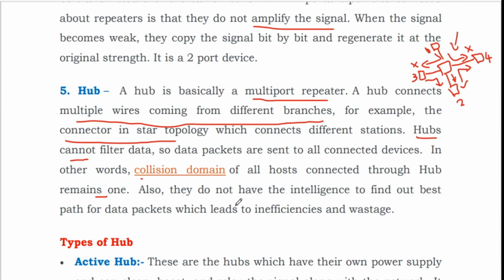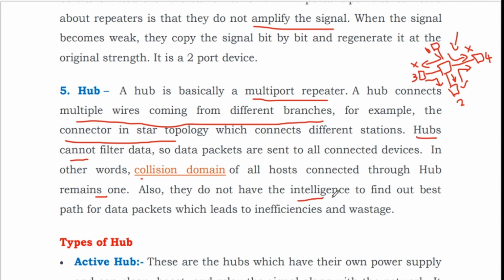Also they do not have intelligence. Hubs are not intelligent, they are just devices which forward whatever information is coming to all the computers, and the computers on receiving the information check whether that information is intended to them or to some other computer. If it is intended to them, they will receive it. If it is not the message that they should read, they will just reject it.